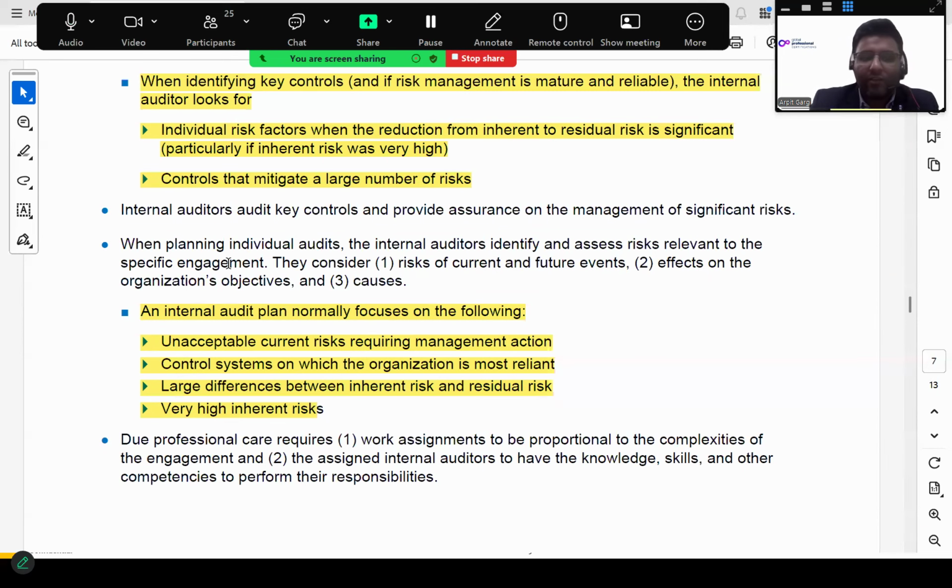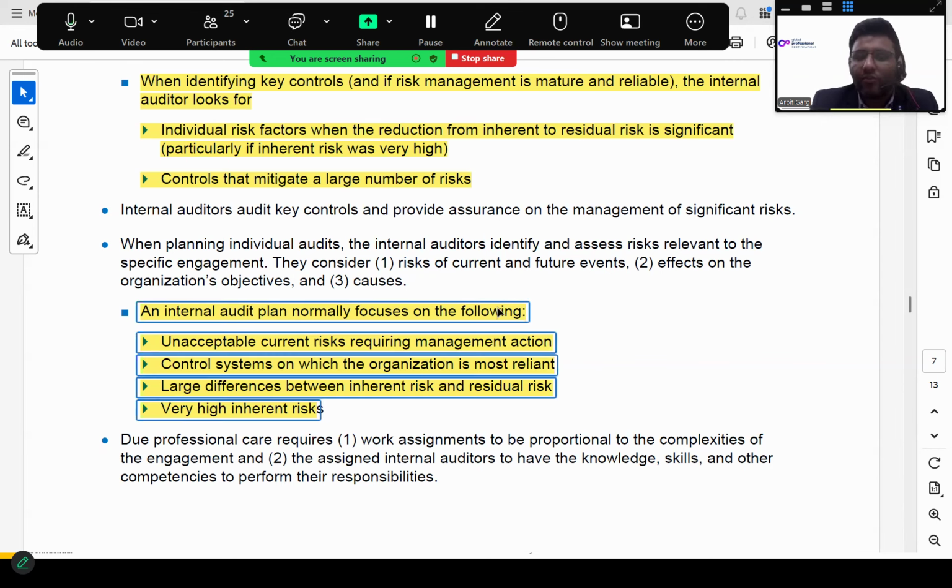Significant risk. When planning individual audits, the auditors identify and assess risks relevant to the specific engagement. They consider risk of current and future events, effects on the organization's objectives, and causes. Internal audit plan normally focuses on what?